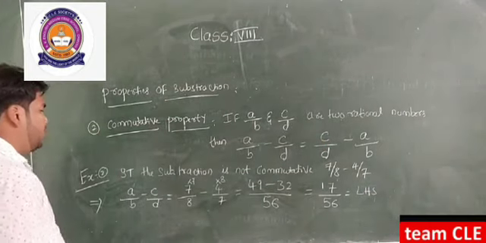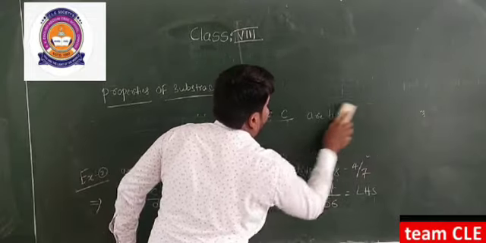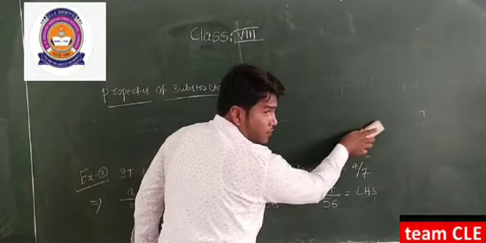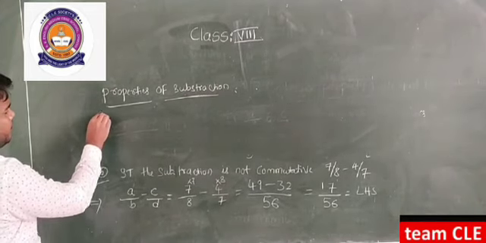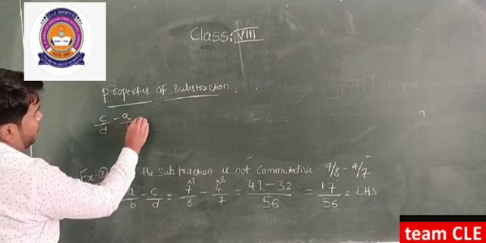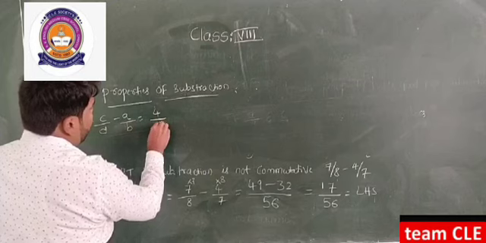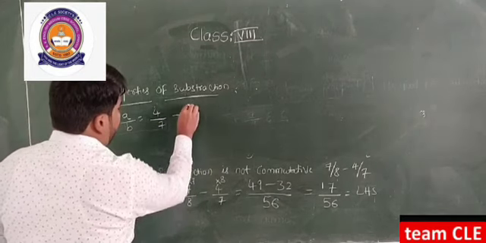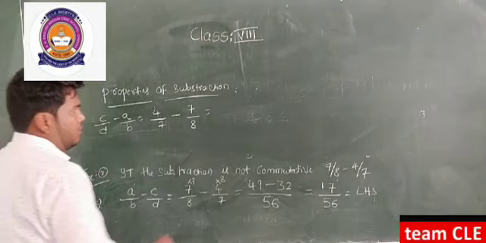Similarly, we'll check the RHS part. That is C by D minus A by B. So C by D is 4 by 7 minus 7 by 8. This is your RHS part.